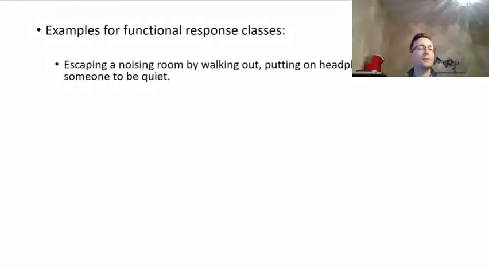The topographies vary. That's a description of a functional response class. So here are some examples. Escaping a noisy room by walking out, putting on headphones, or asking someone to be quiet. Notice, or assume for a moment, that the effect of each of those responses is the same, but notice the responses take a different form.